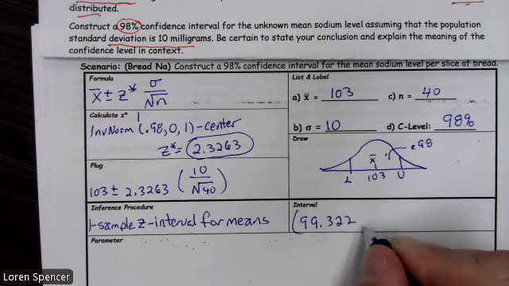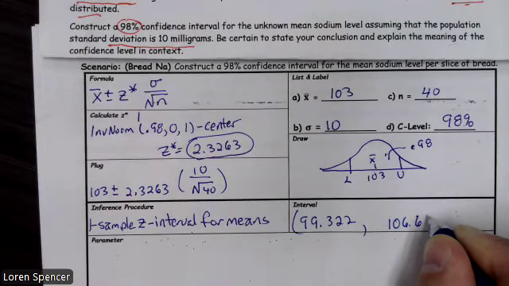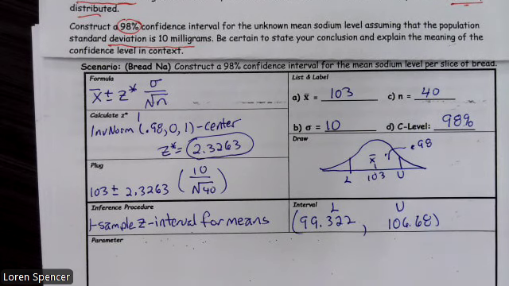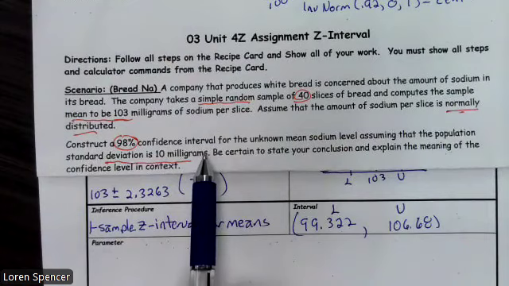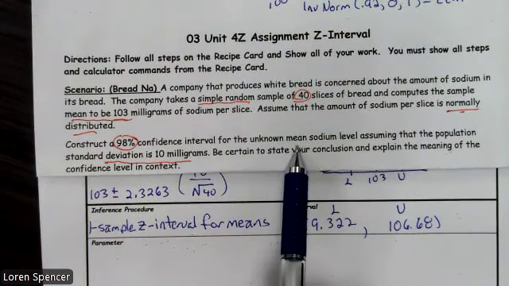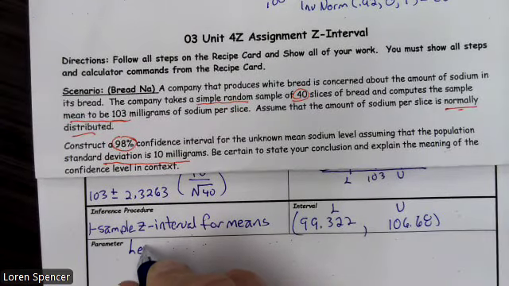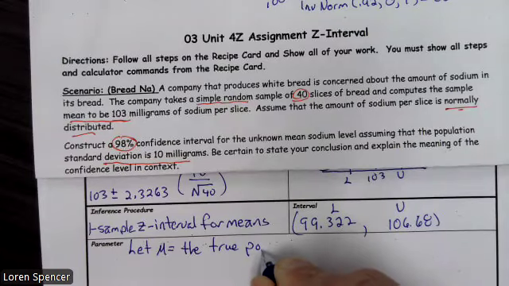99.322 and an upper bound of 106.68. So this is lower, this is upper. All right, our parameter. We always have to define what we were interested in. In this case, construct a 98% confidence interval for the unknown mean sodium level. All right, so let mu, that's the population mean, equal the true population mean.